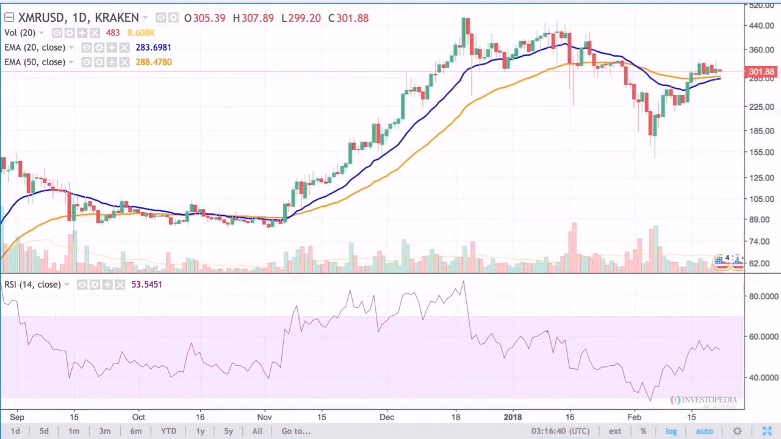Next chart is XMR versus the US dollar. This is a different cryptocurrency. This is Monero, which is an anonymous form of cryptocurrency, and this is a 1-day chart on the Kraken exchange. In this case, we saw the price hit a new high above 440 in December with an RSI reading above 90. The next time the price went to break out above that high, it failed and the RSI was way lower. This goes to show you that there wasn't as much bullish momentum during this rally as there was at this one. And what happened? Prices dropped about 50% in the next month.